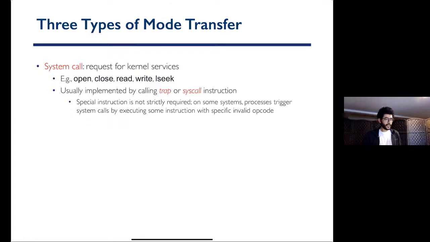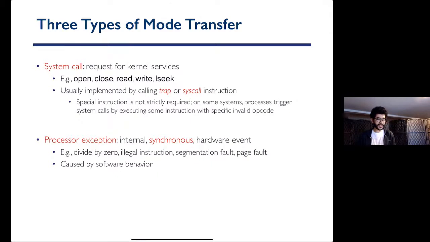The second one is called processor exceptions. Processor exceptions are internal and synchronous events that are caused by the code, by the user code. For example, if your code divides by 0, or if your code accesses a memory that it's not supposed to access, and that would cause a segmentation fault or a page fault. So this is basically internal to your code. Your code caused this, and that's why we call it processor exceptions.